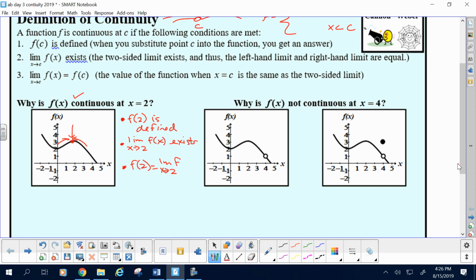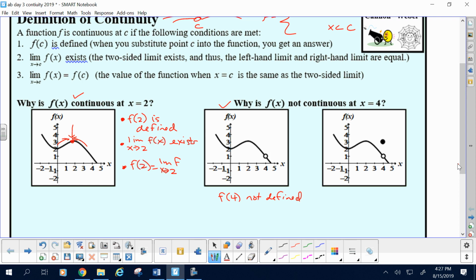What about the second box here? Why is this not continuous? Which of the three conditions are not met in box 2? Okay, hopefully you said the first condition. F at 4 is not defined. They never told you, hey, at 4 you get this point. There's a hole there, all right? So condition 1 is violated.